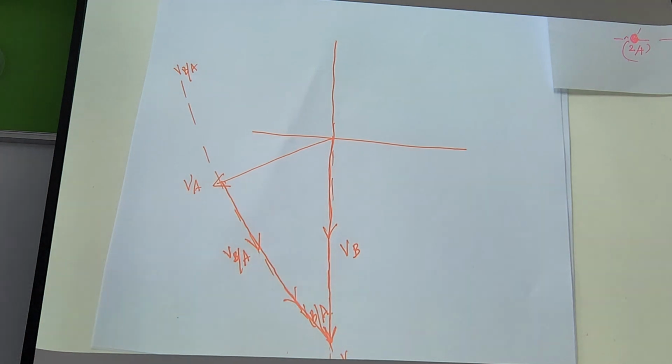Anybody got velocity B for both the methods?